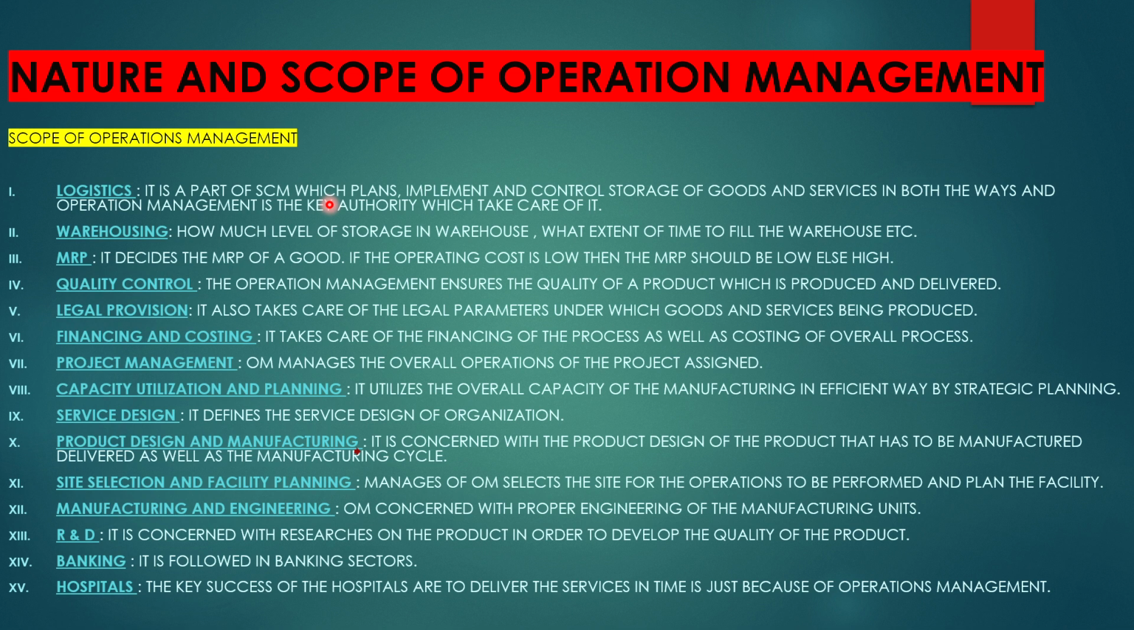If we can give a proper example here: any company which is manufacturing food has to procure the raw material from X location. For that, a logistics partner is used. And once it gets manufactured, in order to deliver it to the end customer, a logistics partner is also used. So it also controls the storage of goods and services in both ways, and operation management is the key authority who takes care of it.